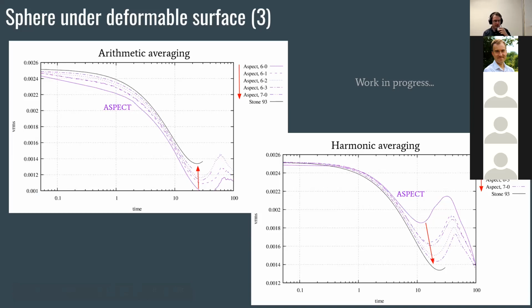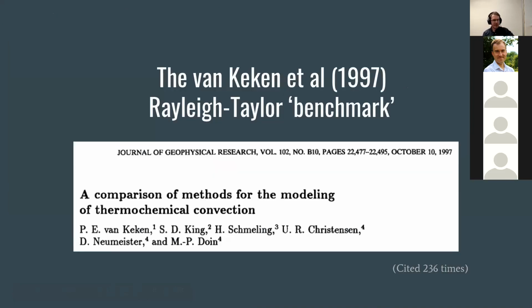But then it led me to think about the mother of all benchmarks, which we've been discussing for so many years that it's time to put an end to this. So yes, this is the Van Keken 1997 benchmark, the Rayleigh-Taylor benchmark between codes. Just for information, it's been cited 236 times. So it is a relevant paper even 20 plus years later.